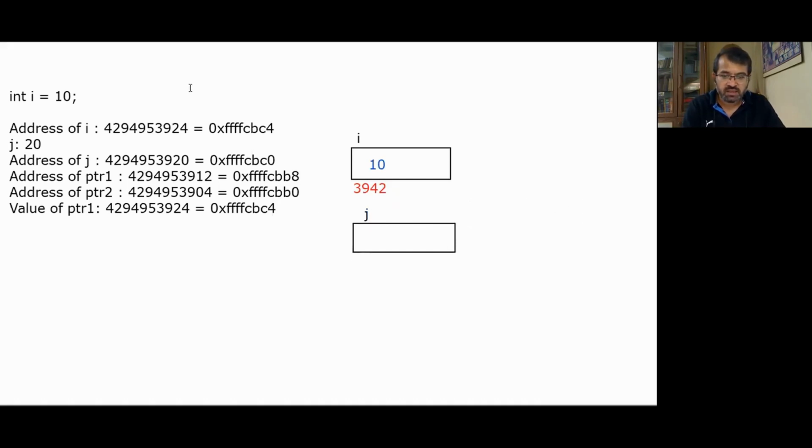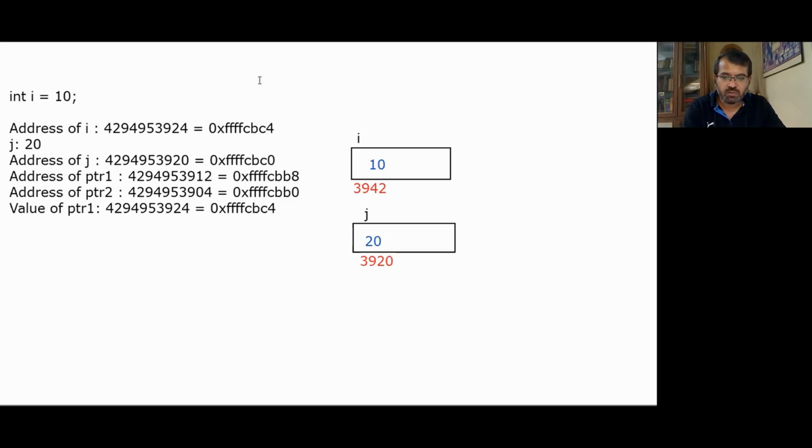What's the address of this particular variable J? 3920. 3920 is the address of variable J. The value of I was 10. What's the value of variable J? The value of variable J is 20. Okay, watch it carefully. So this is how the scene is.